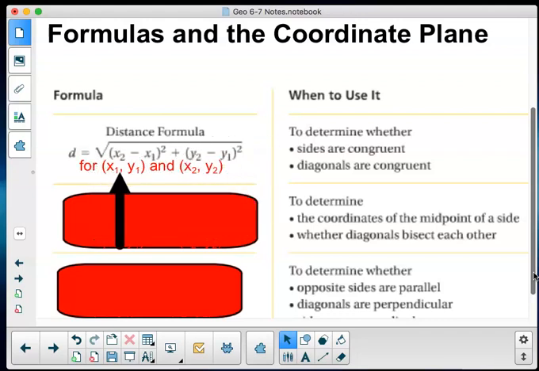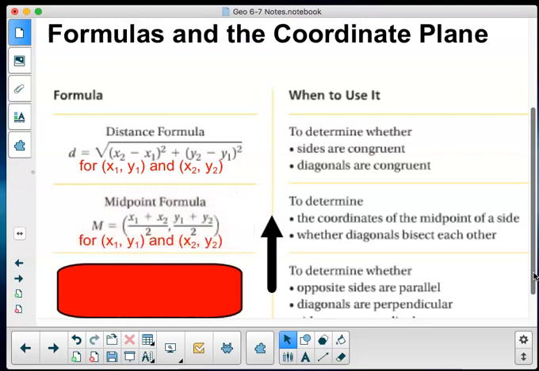Remember, x sub 1 and y sub 1, that is a coordinate pair. x sub 2 and y sub 2 is another coordinate pair. Those subscripts are there to tell you, the user of the formula, you need two distinct points. So you'll use this to determine whether sides are congruent or the diagonals are congruent. You're just finding the length and you're going to be comparing corresponding lengths.